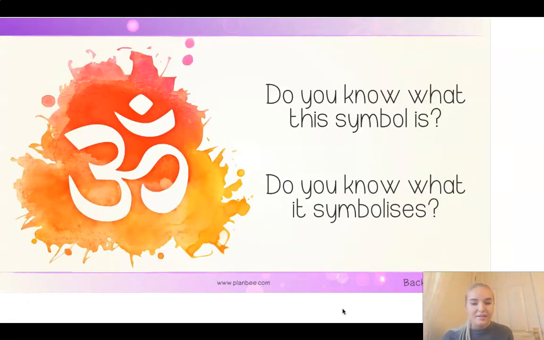Now let's cast our minds back to last week when we looked at this symbol. Do you remember what this symbol was called, and do you remember what it symbolises? Pause the video here and have a think if you remember. Well done. Let's see if you got it right.